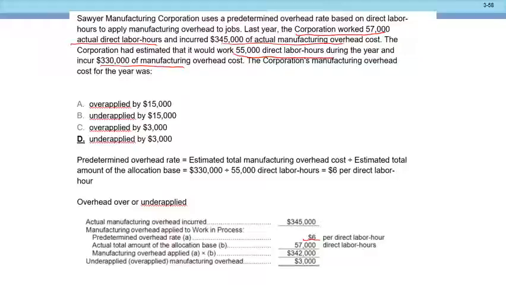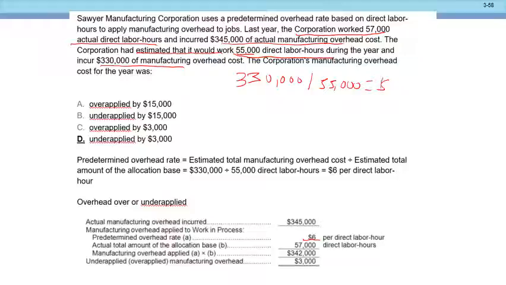$6. How did they get that? They're going to take what they estimated the total amount of overhead would be, and so they did what? They estimated it would be 330,000. Is that what they estimated here? Okay. And they're going to divide that by how many direct labor hours? They estimated 55,000. Does that give me the $6?